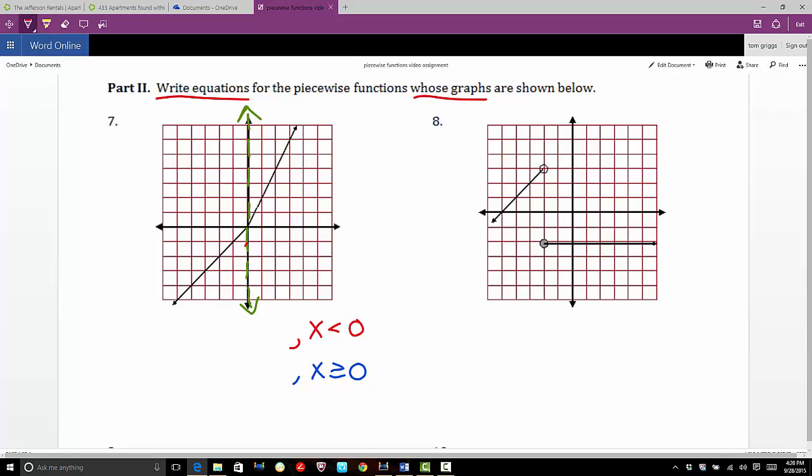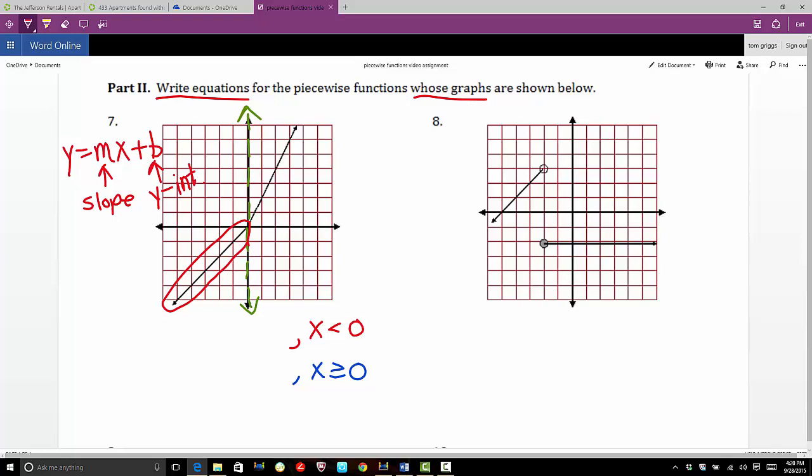So first we want to write an equation for this piece of the problem right here, for the piece that's less than 0. And you recall, to write an equation, you need the m and you need the b. So we need the slope of this line, which is rise over run, and we need to find the b, which is the y-intercept of the line.